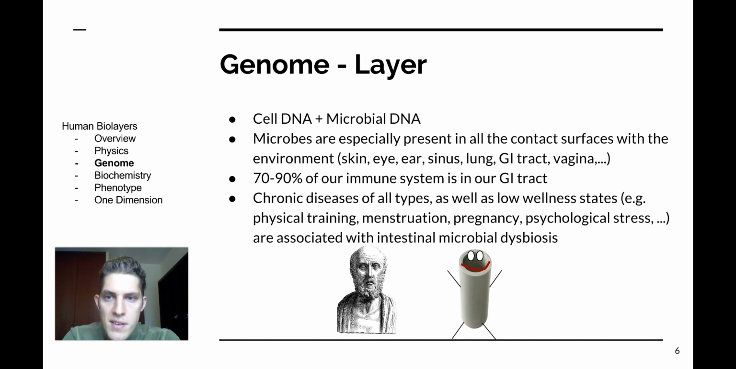Now, why do we know that this is a layer of life? Why do I say that genome is a layer of life? We know it because we learned the importance of this symbiosis with microbes from evolutionary biology. But we also have learned something very important recently. We discovered that we observe an alteration of intestinal microbiota population in all types of chronic diseases. And we also observe a dysbiosis, which means a deviation from normal healthy microbial population, in low wellness states. So in cases of strenuous physical training, during menstruation, during pregnancy, during psychological stress, these are all linked to states of dysbiosis.